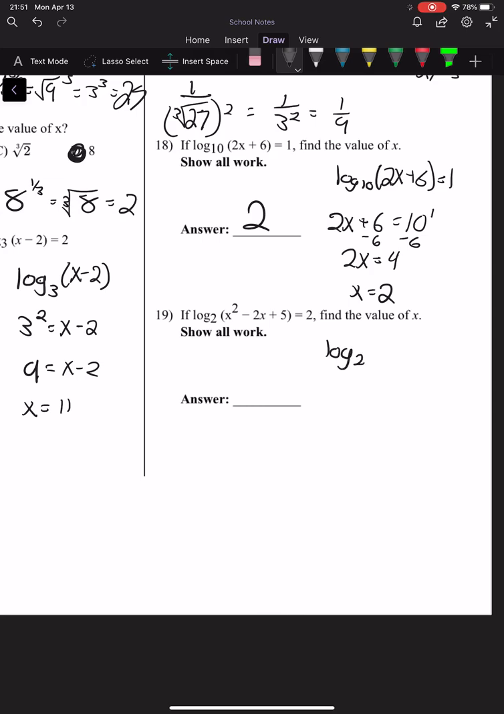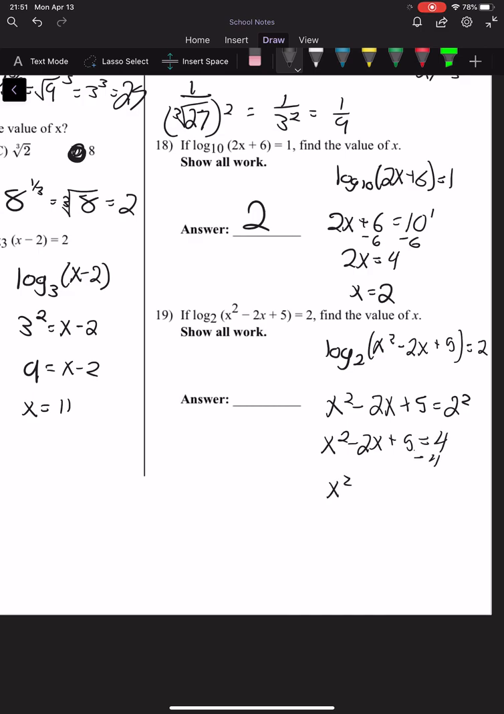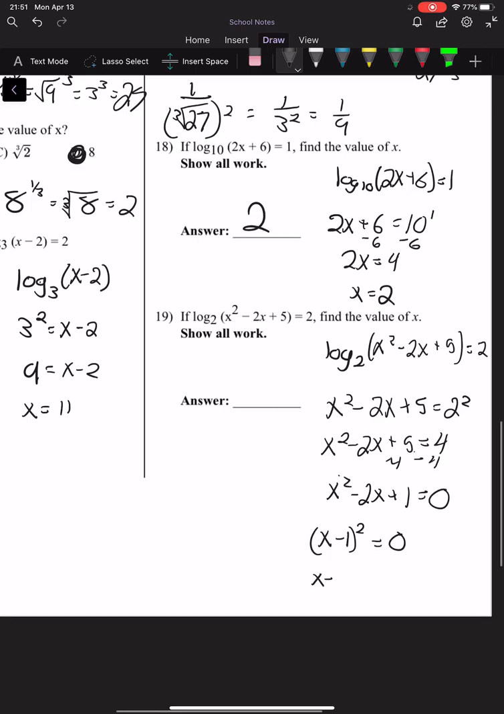And lastly, number 19. We have log base 2 of x squared minus 2x plus 5 equals 2. So now we'll have x squared minus 2x plus 5 equals 2 squared. So then x squared minus 2x plus 5 equals 4. So if we subtract 4 from both sides, x squared minus 2x plus 1 equals 0. And if we factor this, we have x minus 1 squared equals 0. So x minus 1 equals 0. And lastly, x equals 1. And that is everything.